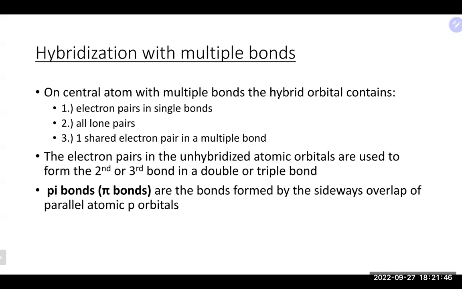Again, a single bond, a way to remember it quickly: a single bond is a sigma bond. A double bond is a sigma bond and a pi bond. And a triple bond is a sigma bond and 2 pi bonds.